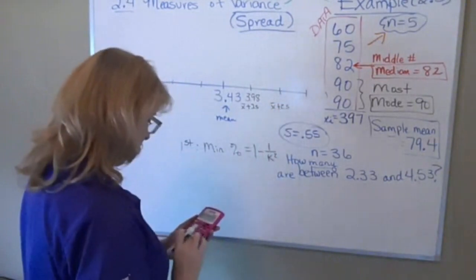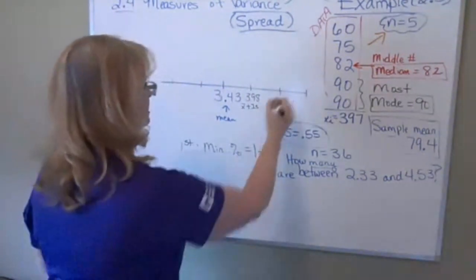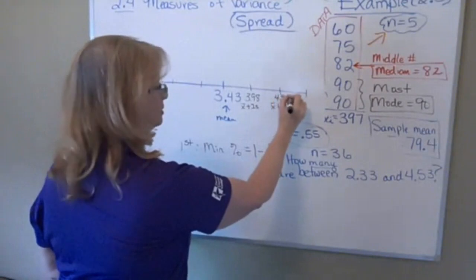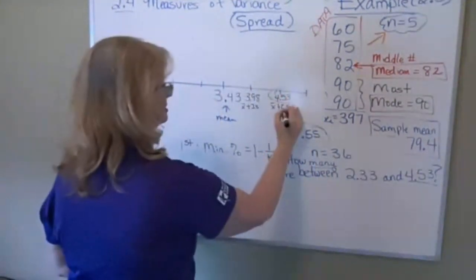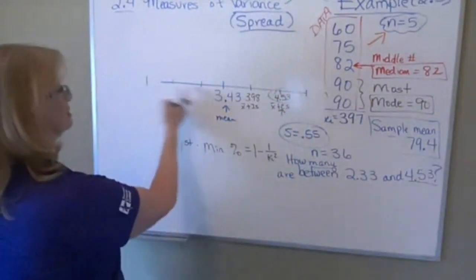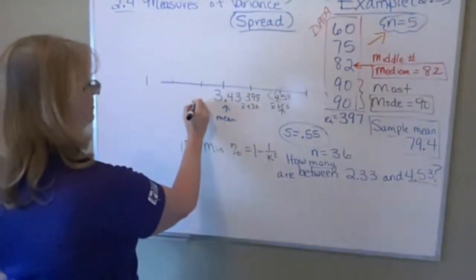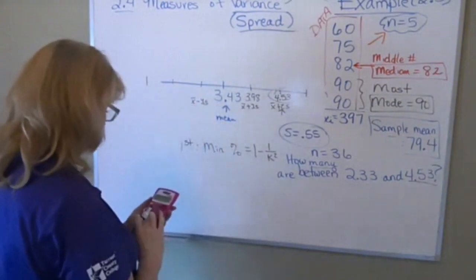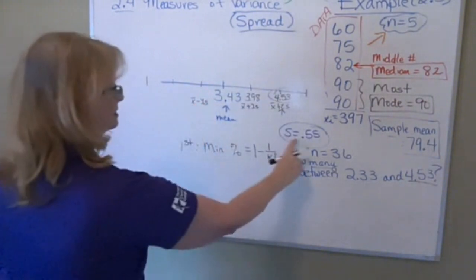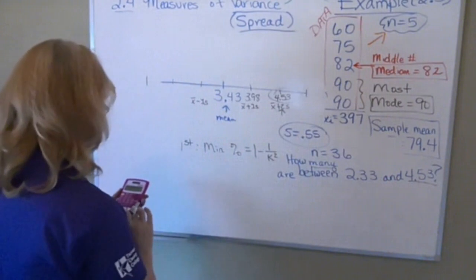And then I'm going to add 0.55 again. Gives me 4.53. And notice that's the one I want for that upper limit. So that's x bar plus 2s. Then I'm going to go to the left and subtract. I'm going to find x bar minus 1s. So I'm going to take that 3.43 and subtract the standard deviation of 0.55.